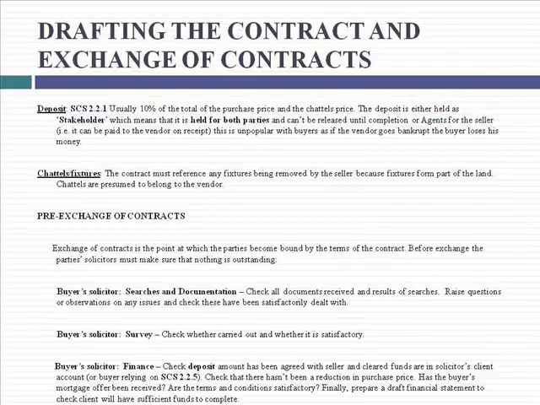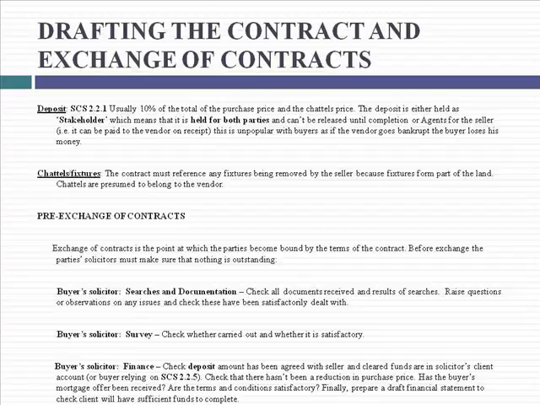Deposit, SCS 2.2.1, is usually 10% of the total of the purchase price and the chattels price. The deposit is either held as stakeholder, which means that it is held for both parties and can't be released until completion, or as agent for the seller, in which case it can be paid to the vendor on receipt. This is unpopular with buyers, as if the vendor goes bankrupt the buyer loses his money.